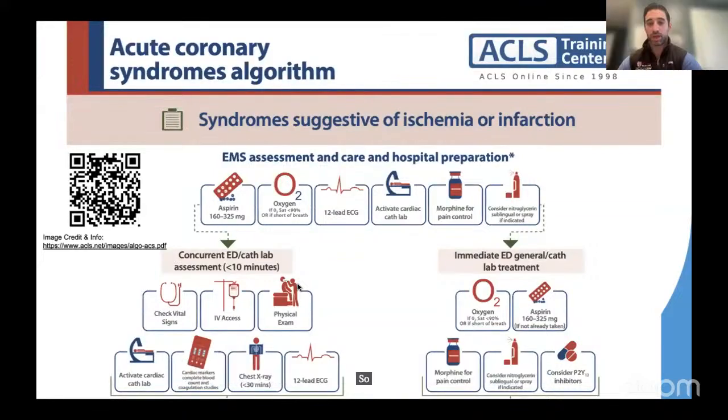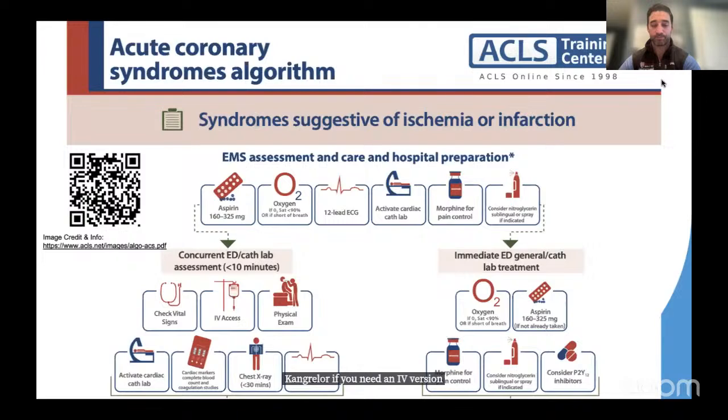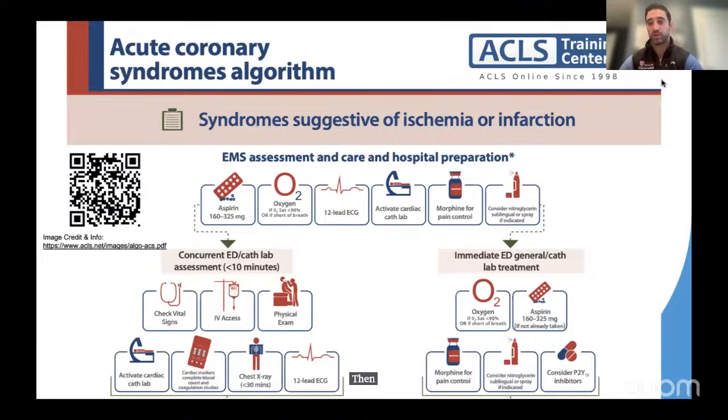So the other items are the antiplatelet therapies: aspirin and a P2Y12 inhibitor, so clopidogrel, prasugrel, ticagrelor, or cangrelor if you need an IV version and if that's available. There's great data for those, especially if you're not going to the operating room very quickly; there's excellent data that you want to start both of those as soon as possible.